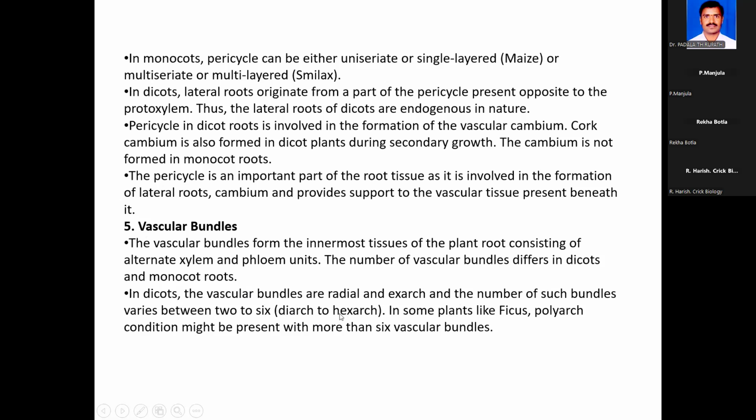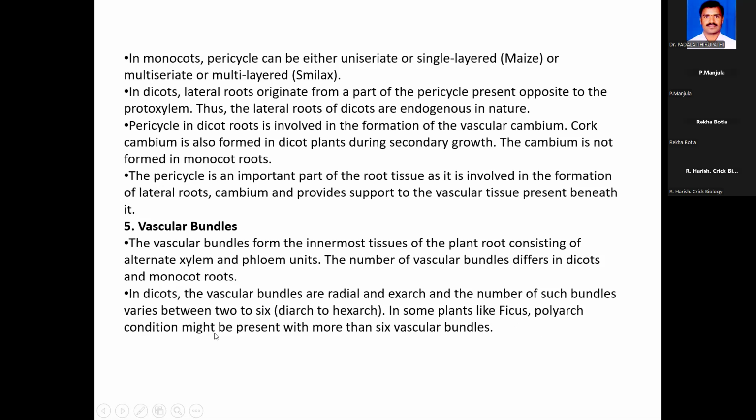That is diarch to hexarch. If 2 vascular bundles are present, it is called diarch. Triarch means 3 vascular bundles, tetrarch 4, pentarch 5, hexarch 6. So minimum 2 to 6 vascular bundles are seen in the dicot. In some plants like Ficus, there is a polyarch condition, that is, many vascular bundles are seen in the Ficus. So some exceptional cases are there.